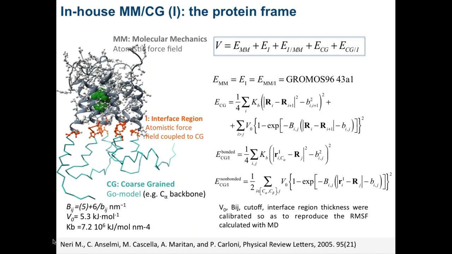So this is the potential energy function of the protein. E_MM is the potential energy function of the molecular mechanics region. E_CG is the potential term for the coarse-grained region. E_I is that of the interface bridging the two resolution regions. E_IMM and E_CGI describe the interaction energies between the interface and the molecular mechanics region, and between the interface and the coarse-grained region. E_MM, E_I, and E_IMM are currently represented by a GROMOS 96 force field.